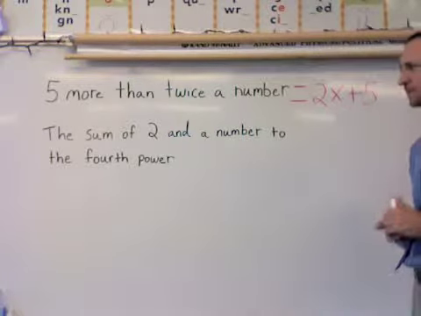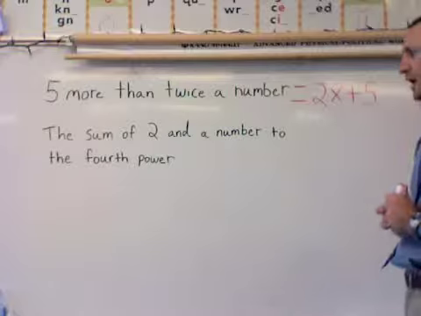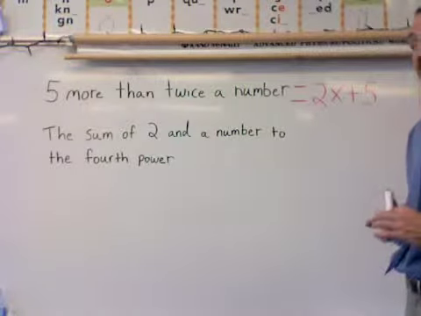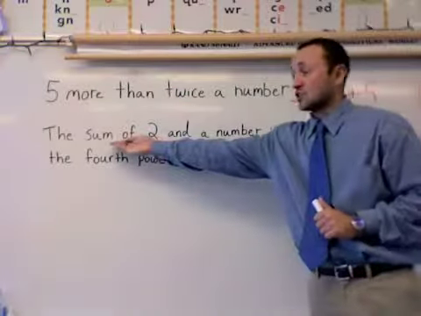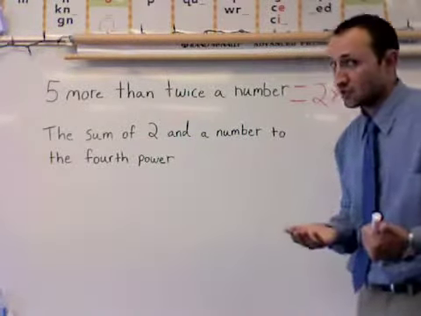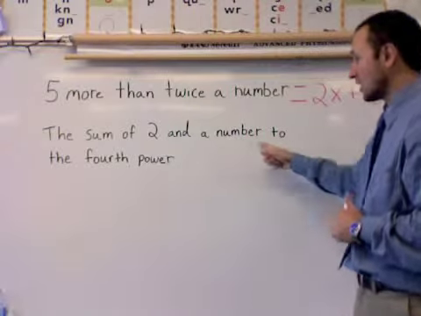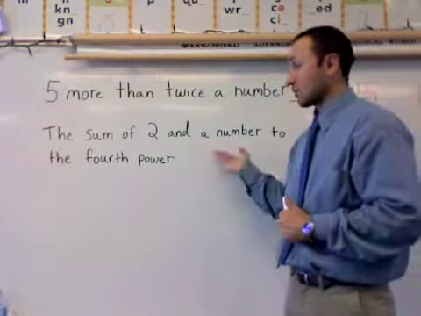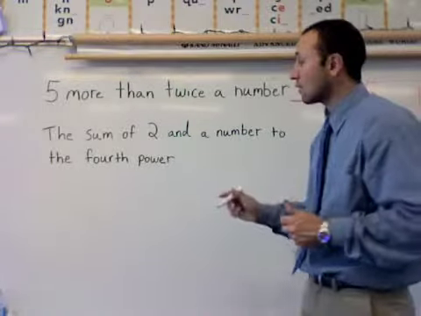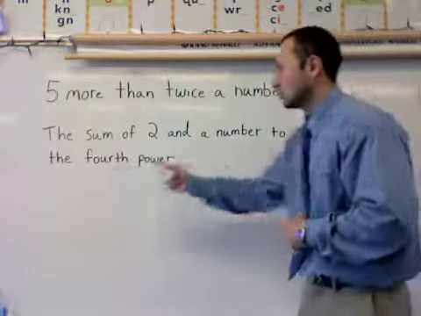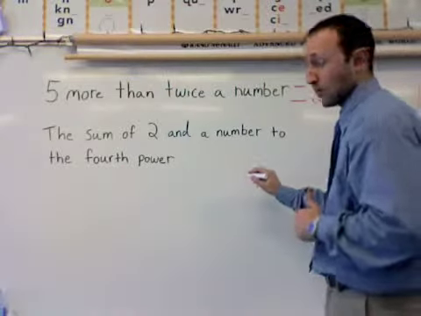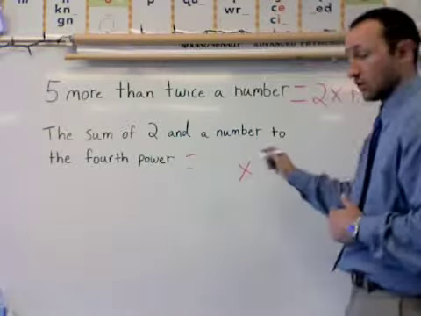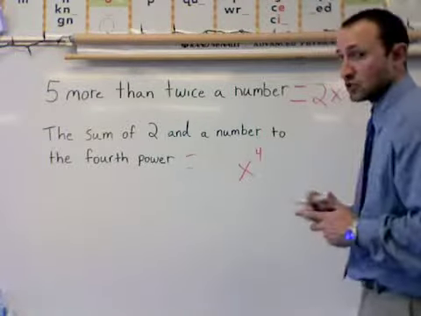Let's look at the second one. The sum of 2 and a number to the 4th power. So just like I told you before, that key word sum pops up. So I know that this is going to have addition, and it's telling me a number to the 4th power. So I'm going to come up with a variable, and I'm going to put it to the 4th power. So I'm going to do that right now. A number to the 4th power. I don't know what the number is because they didn't tell me. So I will make it an x to the 4th power. That part's already been taken care of.